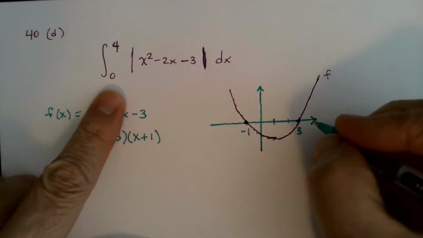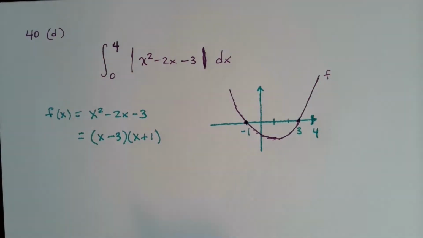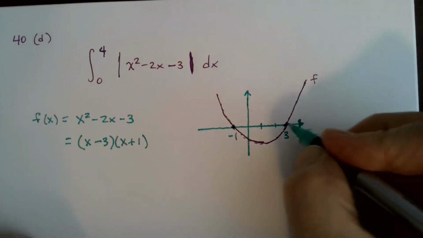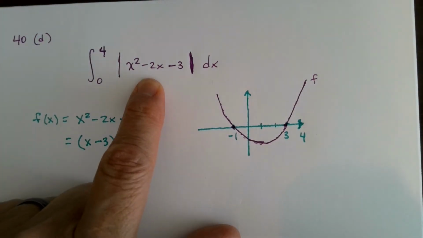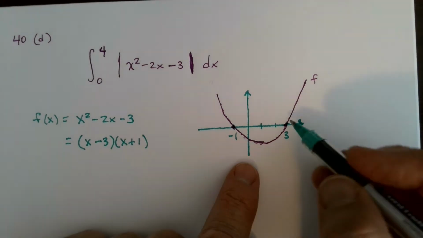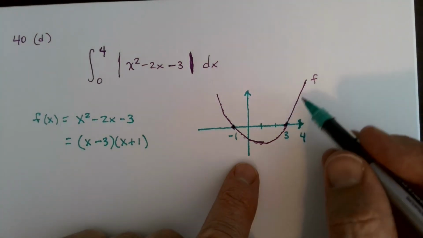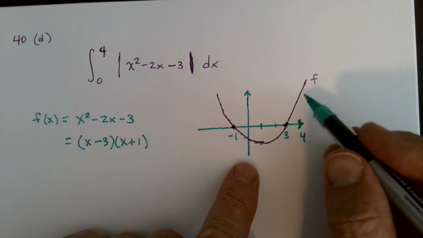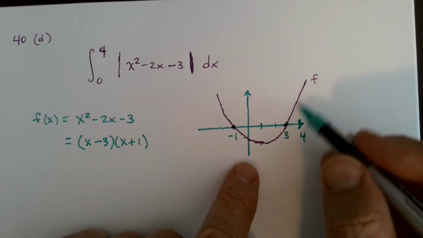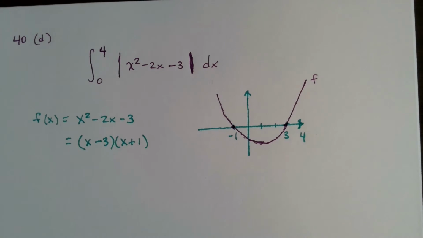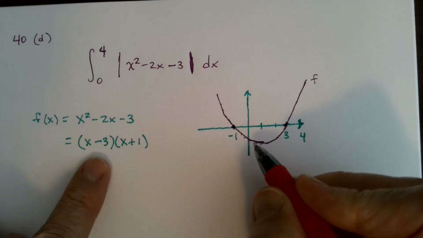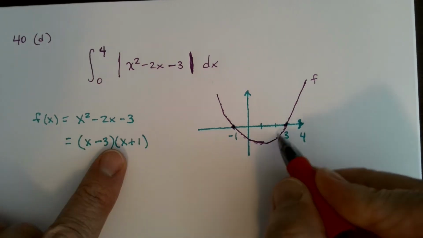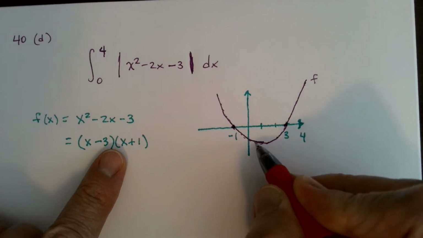Now we are integrating from 0 to 4. So if we're integrating from 3 to 4, then the absolute value of x squared minus 2x minus 3 is equal to x squared minus 2x minus 3, because the output of the function is positive. You take the absolute value of a positive number, and you get the same thing. However, between 0 and 3, what's going to happen? The output of this quadratic function is going to be a negative value. When I take the absolute value, that makes it positive.